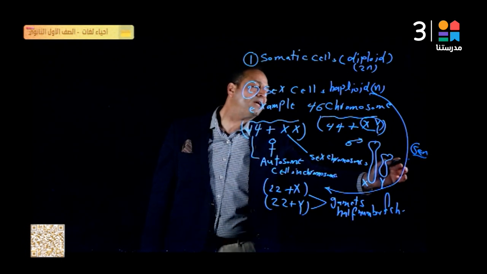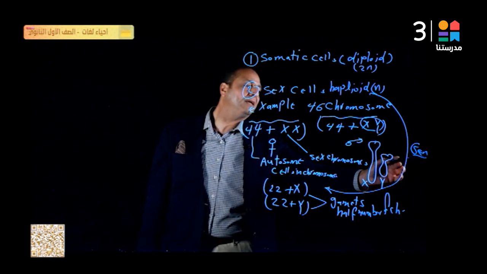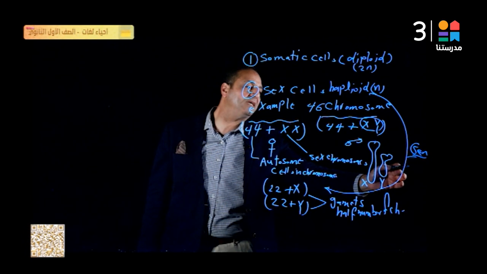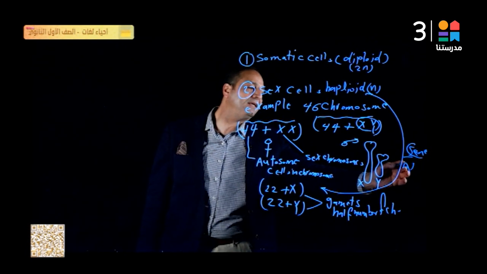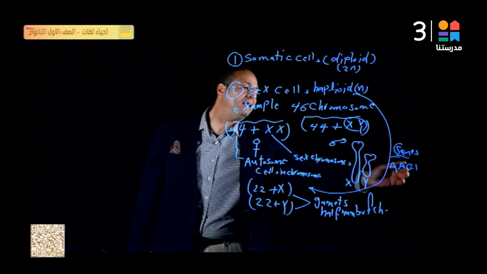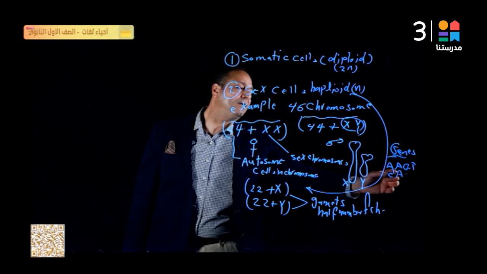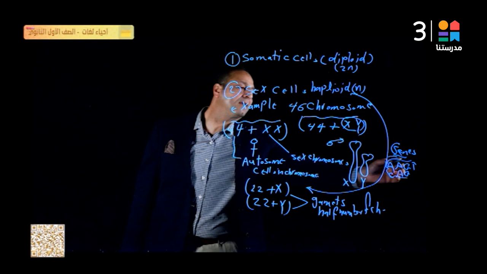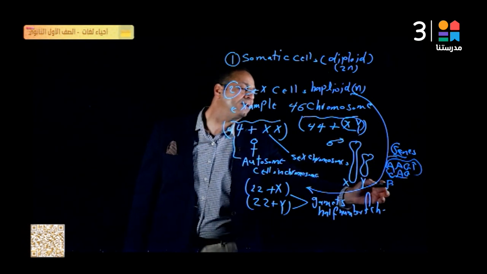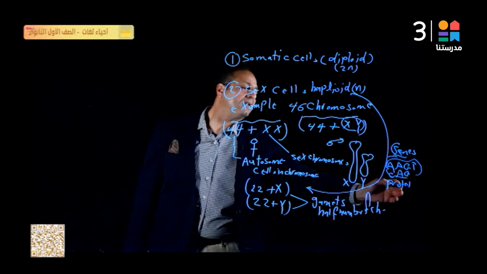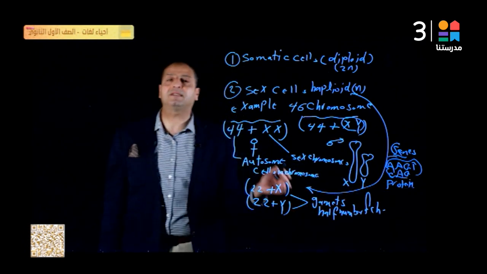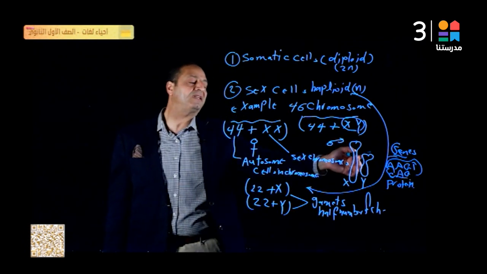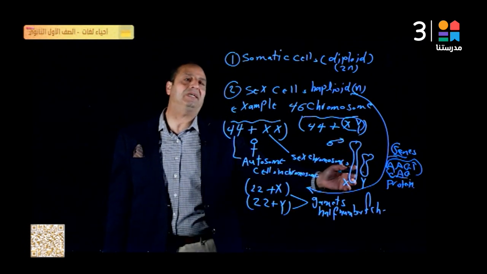A gene is a sequence of nucleotides in DNA that represents the code of a certain protein. For example, adenine, guanine, thymine, cytosine, adenine, guanine. This nucleotide sequence represents a certain code for a certain protein responsible for the appearance of a certain trait. So this is how you can define the gene. That's right.